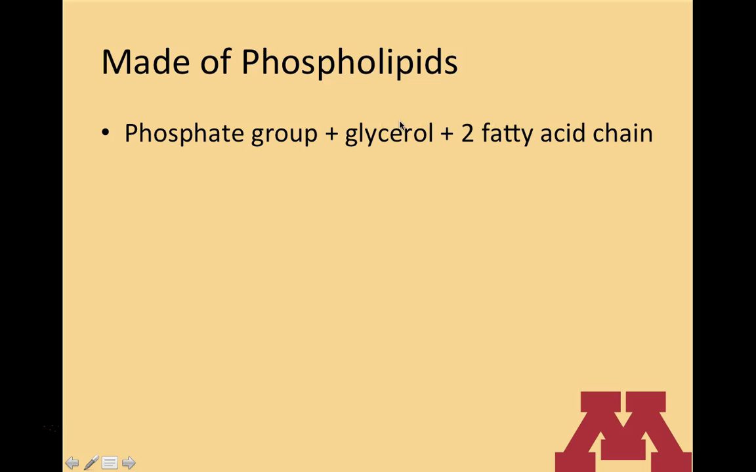So what's the structure of phospholipids? It is composed of a phosphate group, glycerol, and two fatty acid chains. So normally we draw it like this. We put a big circle, and it represents a phosphate group and the glycerol, and we draw two curved lines to represent the fatty acid chains.